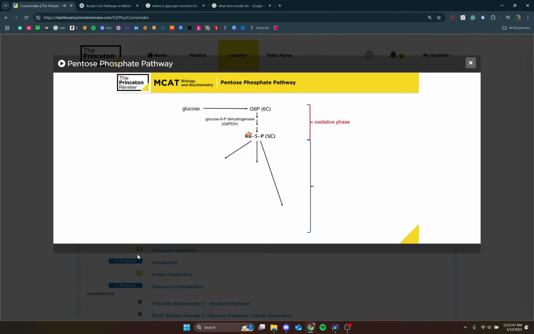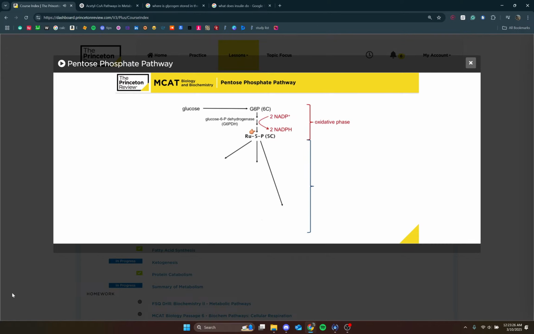Now, because something is getting oxidized, something else is going to have to be reduced. And the molecule that's getting reduced in this case is NADP. We're going to reduce 2 molecules of NADP to produce 2 molecules of NADPH. We use NADPH in fatty acid synthesis.